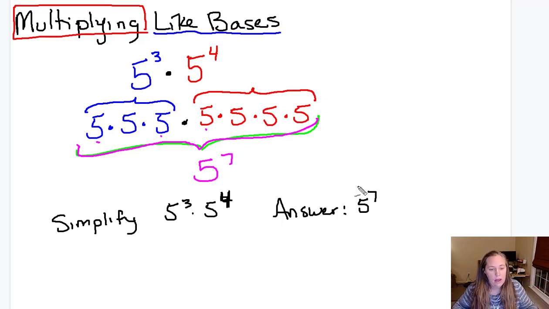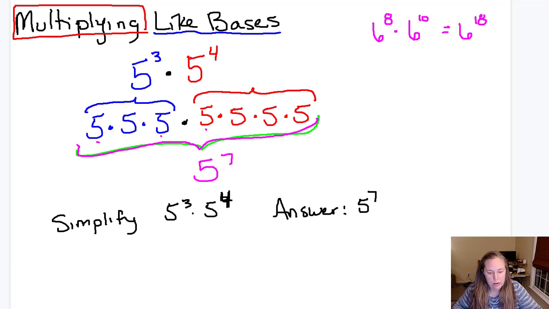Okay? And I'm going to ask you, what if we had 6 to the 8th times 6 to the 10th? Can you tell, based on what we did here, what that might be? If you got 6 to the 18th, you were correct, because when you multiply like bases, you add exponents.